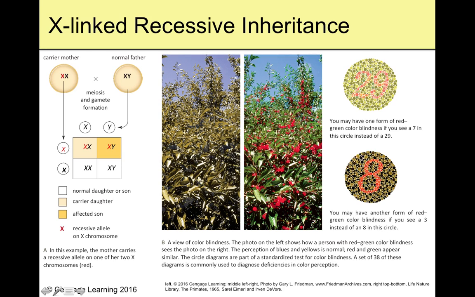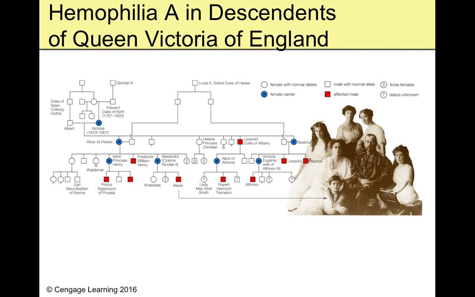These are tests you can run to see if you're color deficient or not. You may have one form of red-green color blindness if you see a 7 in this circle instead of a 29. I don't know, I see a 29. You may have another form of red-green color blindness if you see a 3 instead of an 8. I don't know, I see an 8, but I'm also not colorblind. Let me know what you see, it'd be interesting.